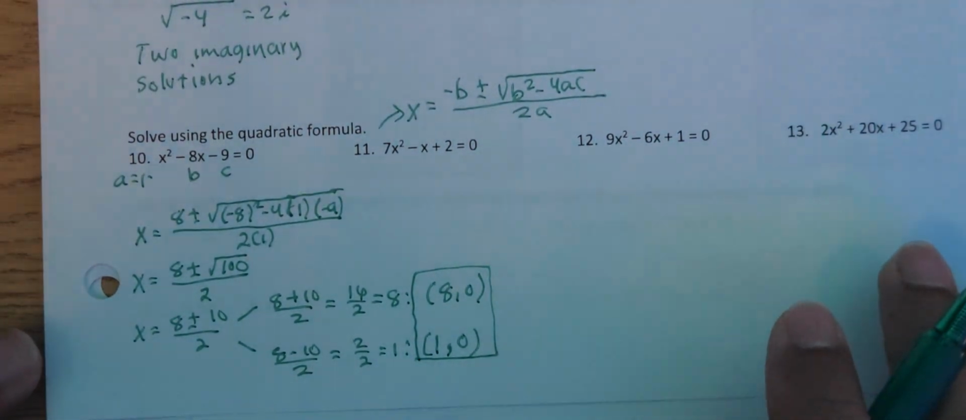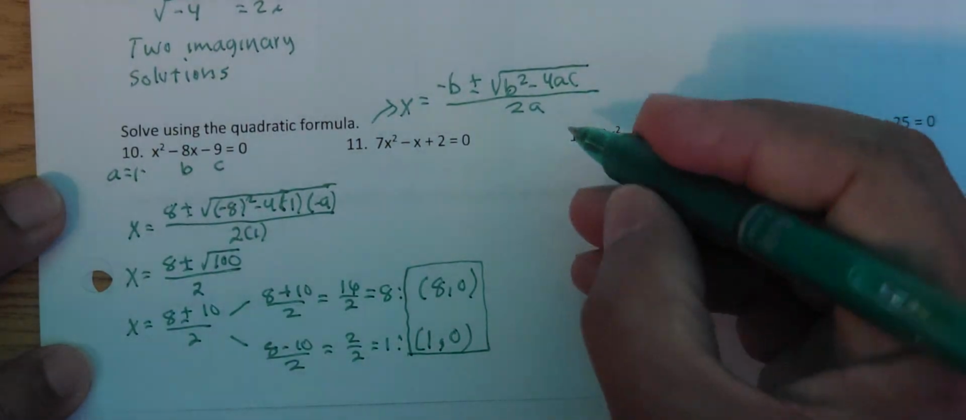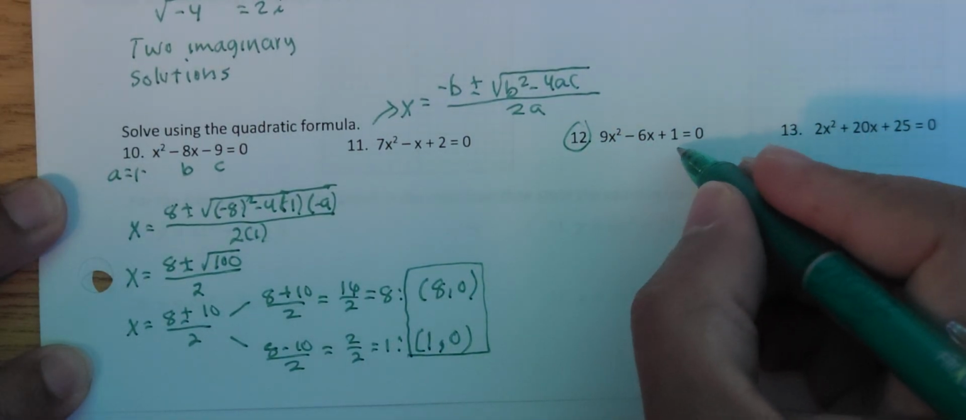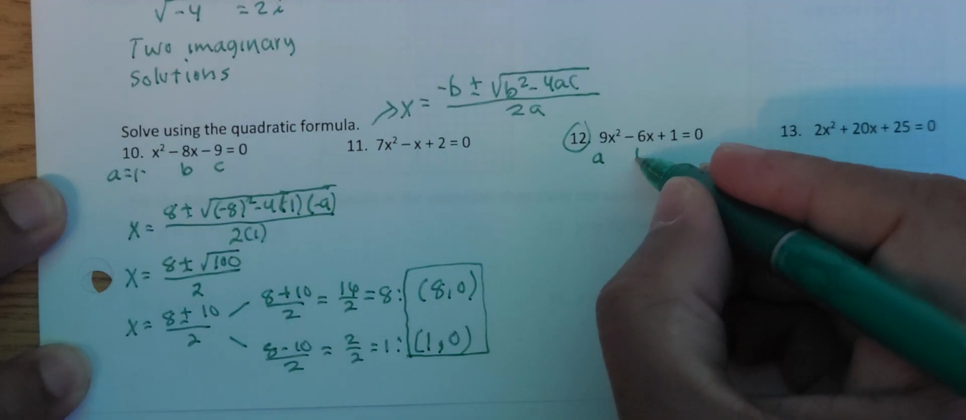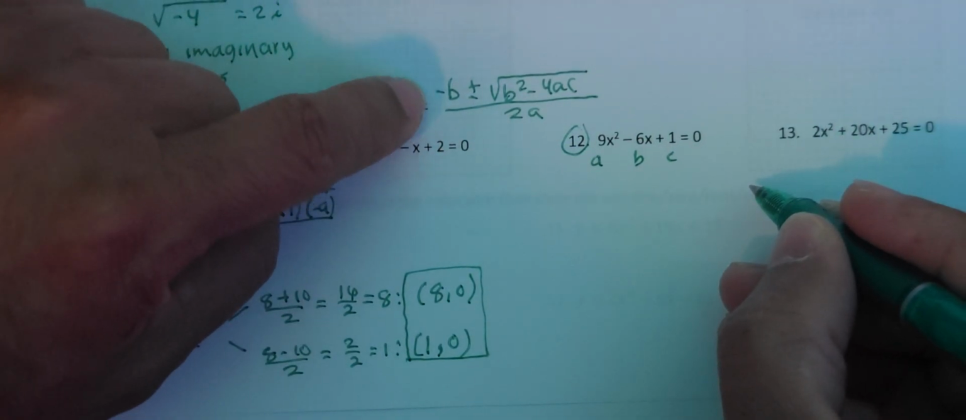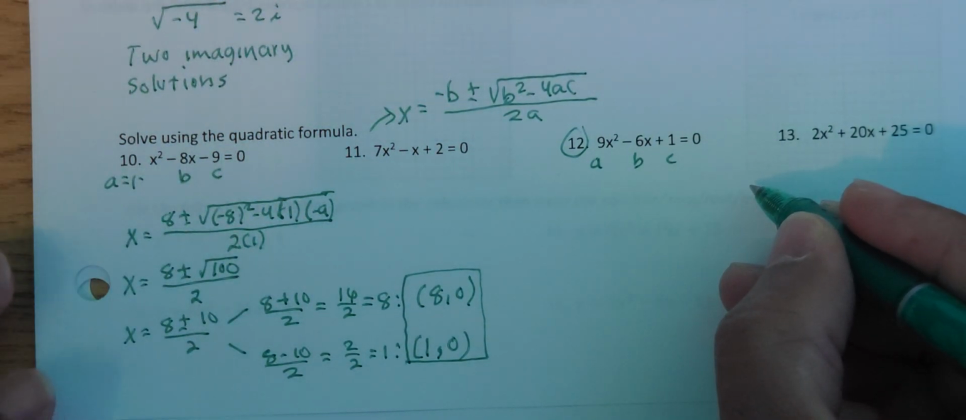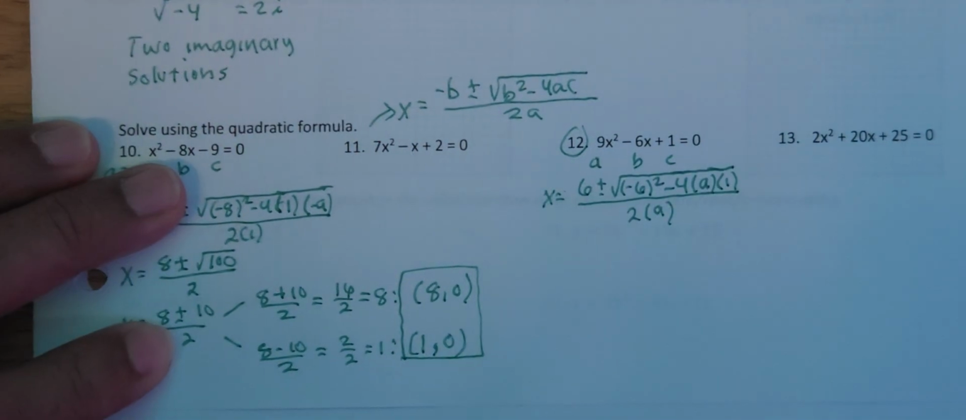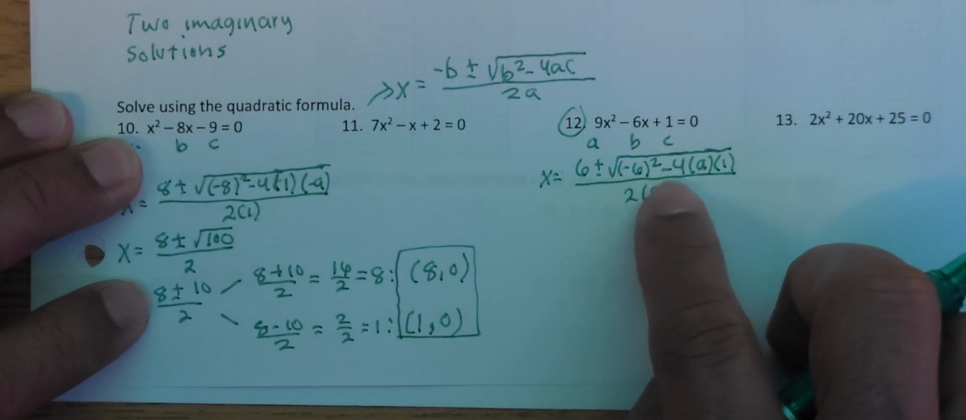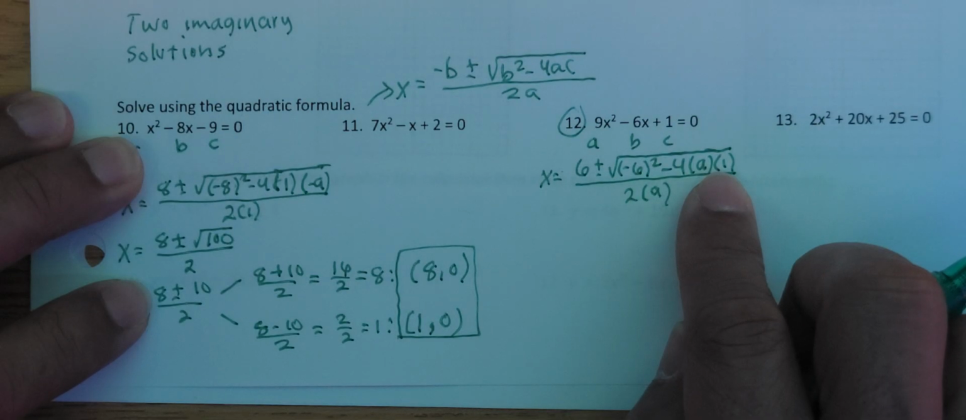Okay, right, number 12. So for number 12, this one here, this is A, this is B, and this is C. And again, I'm just going to plug into this value, and I'm going to pause the video, copy it so that this is not too long. Okay, so I've substituted for A, B, and C in the quadratic formula. Then I'm going to simplify.